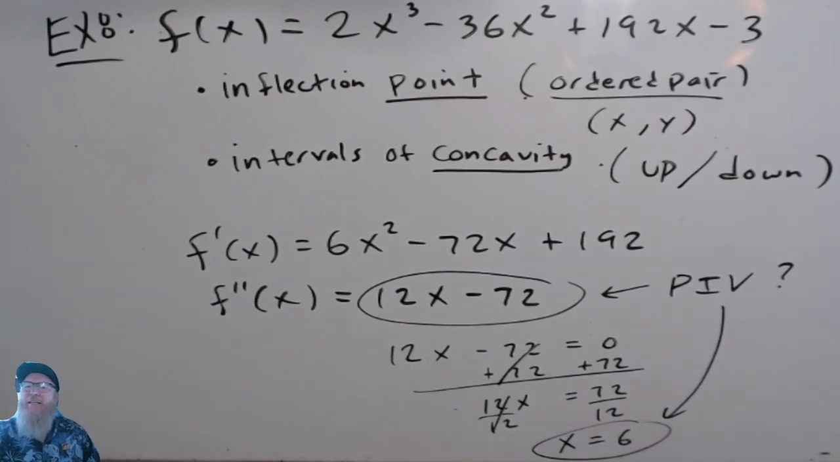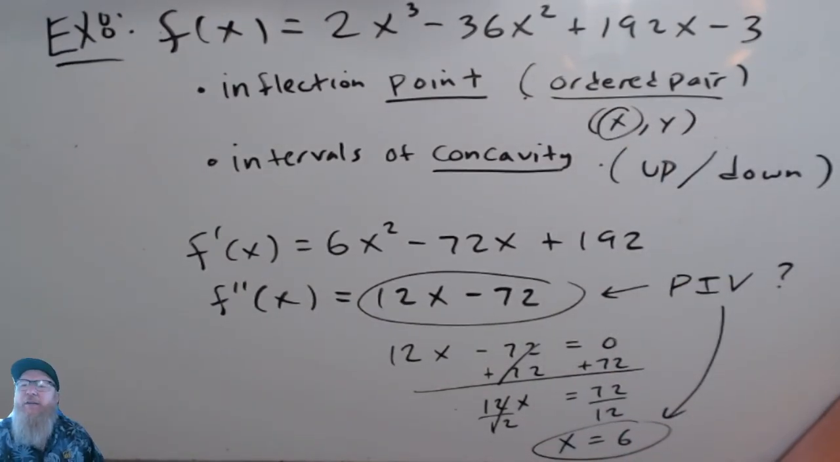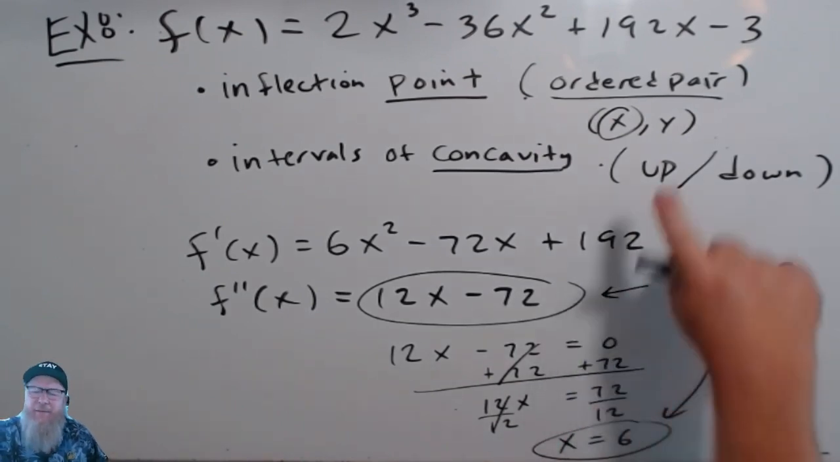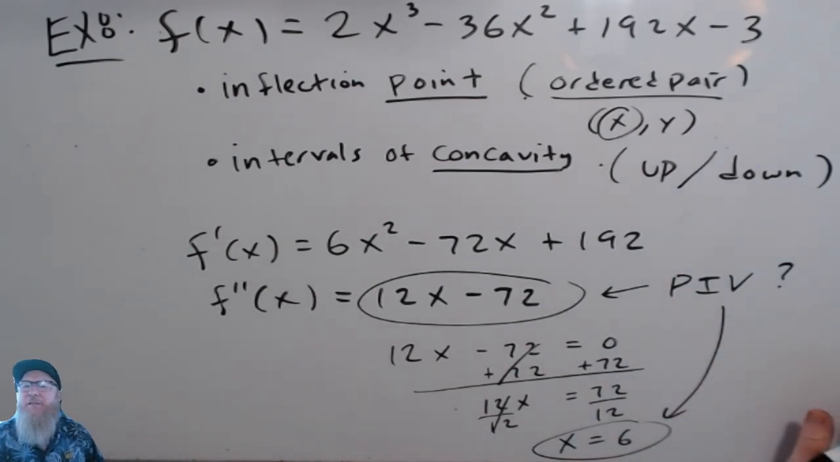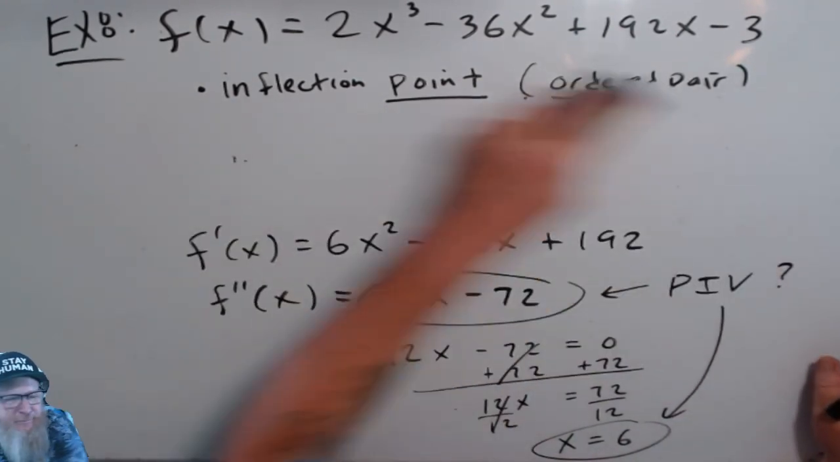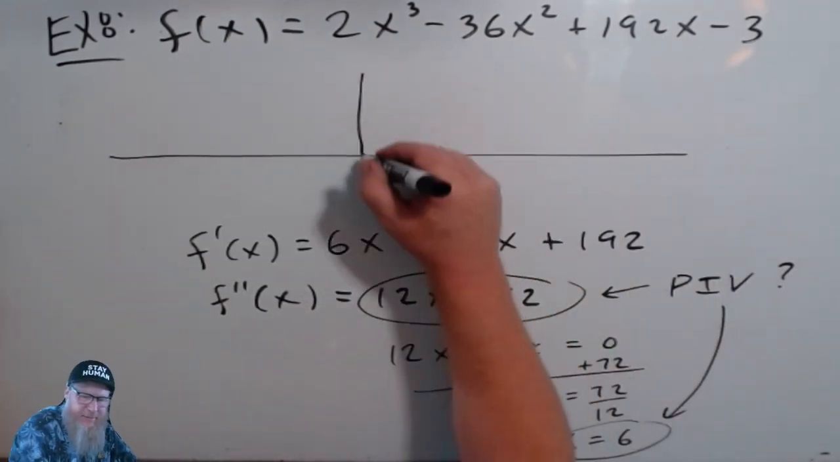If it is an inflection point, I have to test it first. Then I already have half of my answer. Right? I've got the x. If it's not an inflection point, then the answer to this would be DNE. You can't give me an ordered pair if it fails the test. All right, so let's go ahead and do the test.